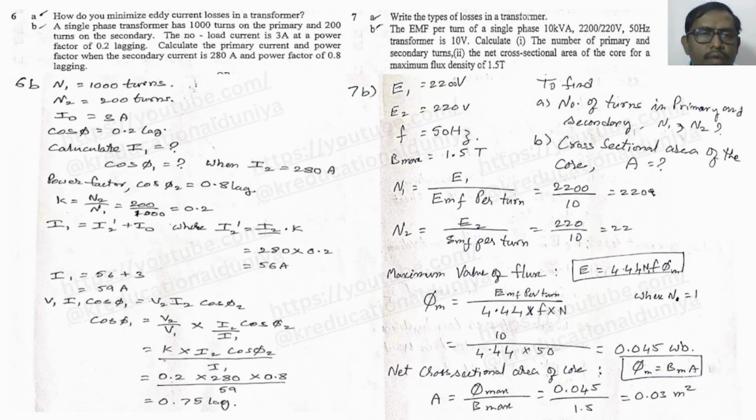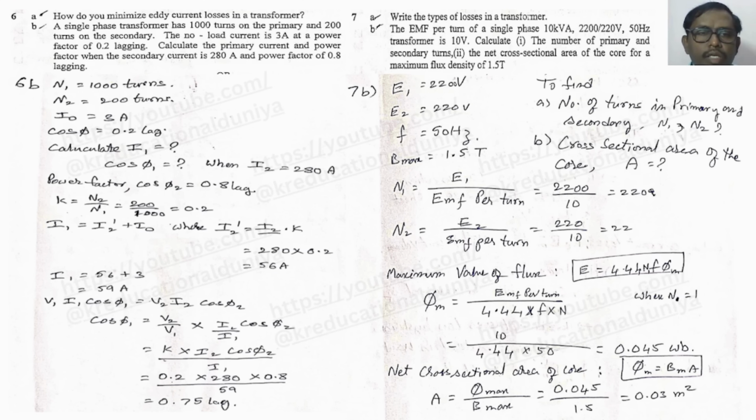And after that, V1 value. See the power factor, that is power. W1 equal to W2. So V1 I1 cos phi 1 equal to V2 I2 cos phi 2. Here I want the cos phi 1 value. So cos phi 1 equal to V2 by V1 into I2 by I1 into cos phi 2.